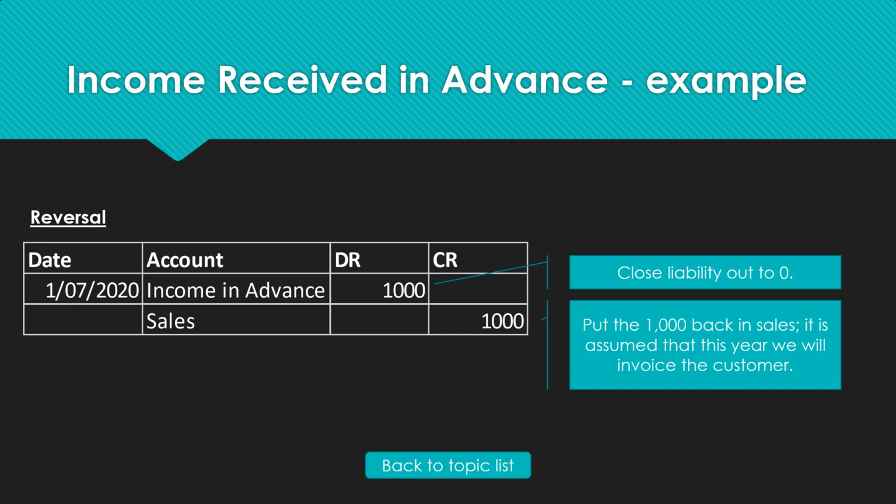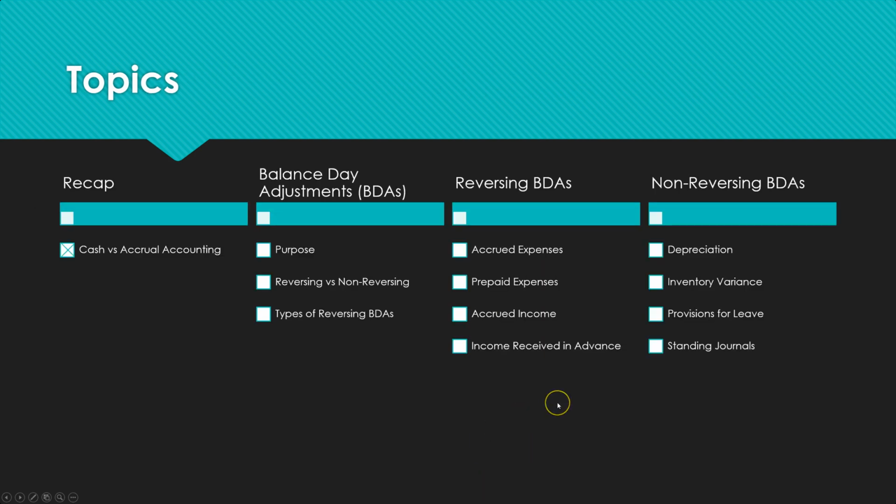Look, worst case scenario, if we didn't end up doing the work, then we would have to do an adjustment. We'd have to decrease our sales, and then we would have to send the $1,000 back to them by decreasing the bank account. All right, if you need further help on these reversing balance day adjustments, you can head to chapter 15 of the book.